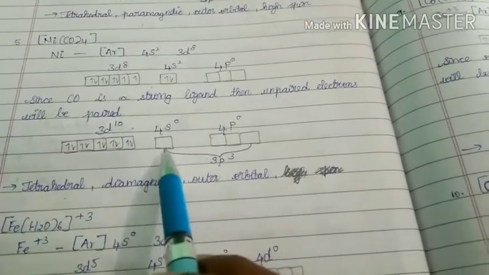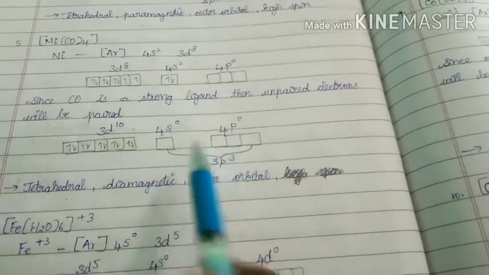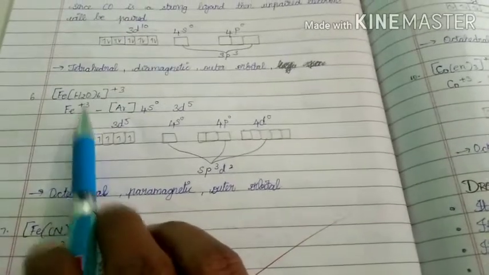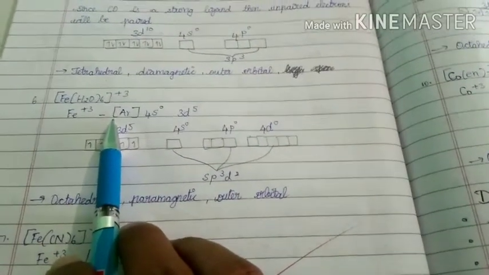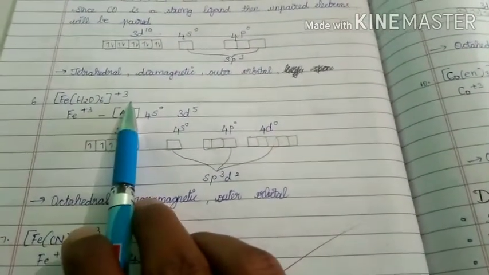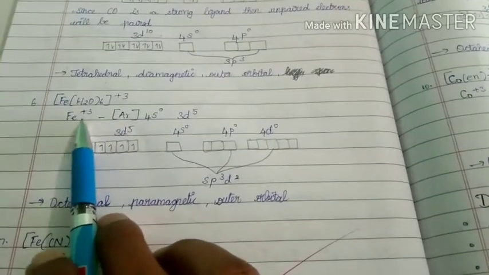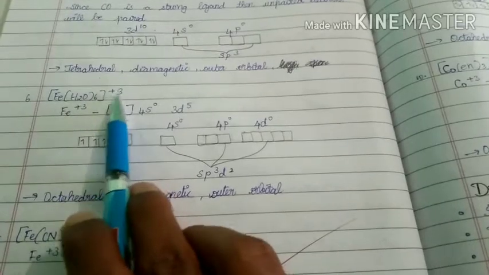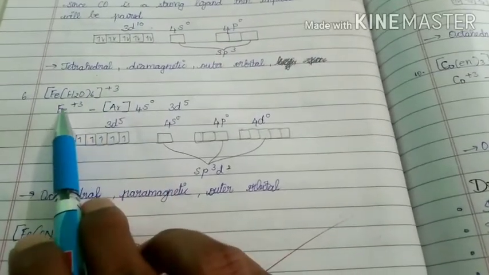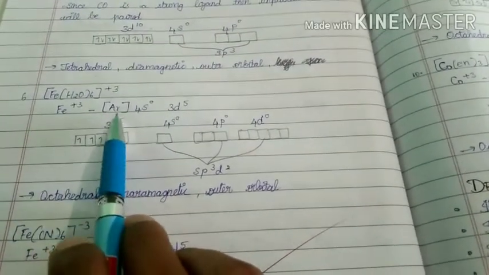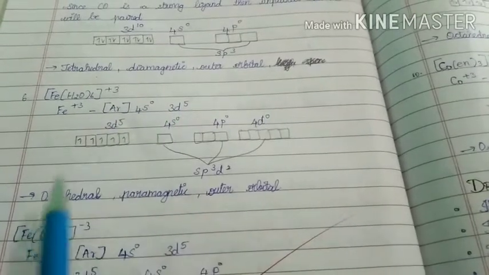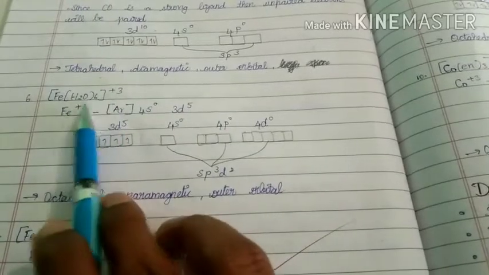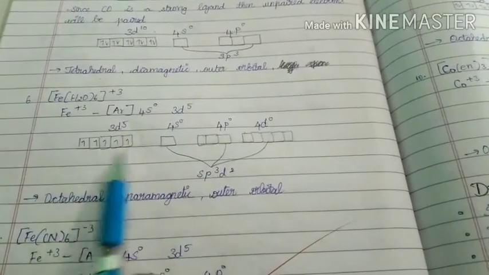This is outer orbital. Why? Because only ns and p orbitals are involved. Next, one more example. Fe(H2O)6 3+. What do we have to do? H2O is a neutral ligand, so its oxidation state is 0, but here the complex is plus 3, so Fe exhibits plus 3. Its electronic configuration is argon 4s0 3d5. So we write 3d5 4s0. Since H2O is a weak ligand, these unpaired electrons will not pair up.